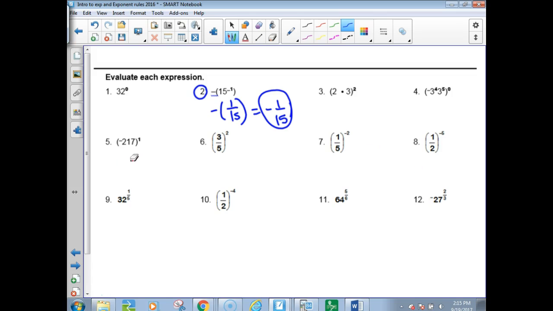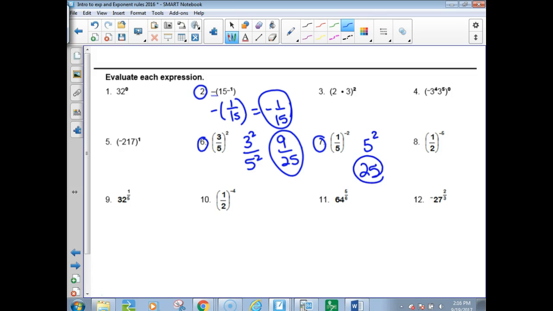Okay. Let's do number 6: apply the power to the top and the bottom, and then you just evaluate. So this would be 9/25. You just square both of them. Number 7, and I'll just pick out a few here. You're going to flip it over and then change the power to a positive power. You do the reciprocal of what's in the parentheses, then your power is positive, and then you evaluate 25. 5 squared.